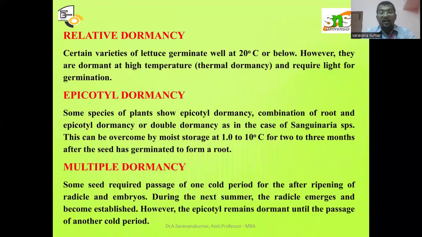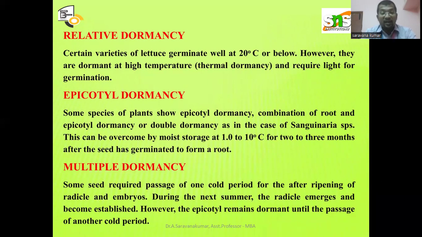Next, relative dormancy. Certain varieties of lettuce germinate well at 20 degrees Celsius or below. However, they are dormant at high temperature, which is thermal dormancy, and require light for germination. Epicotyl dormancy: some species of plants show epicotyl dormancy, a combination of root and epicotyl dormancy, or double dormancy, as in the case of Sanguinaria species. This can be overcome by moist storage at 1 to 10 degrees Celsius for 2 or 3 months after the seed has germinated to form a root.